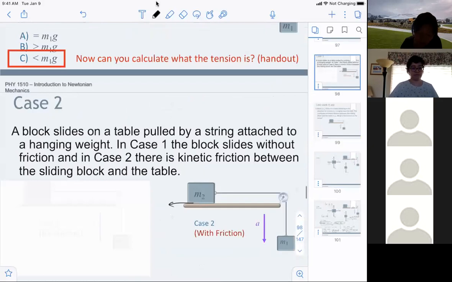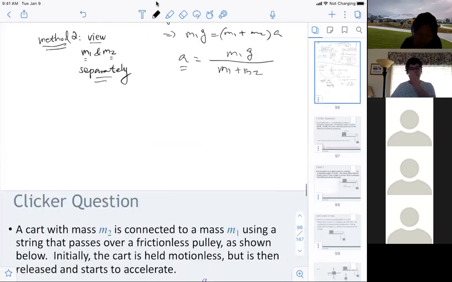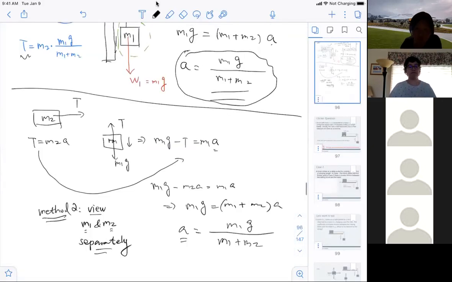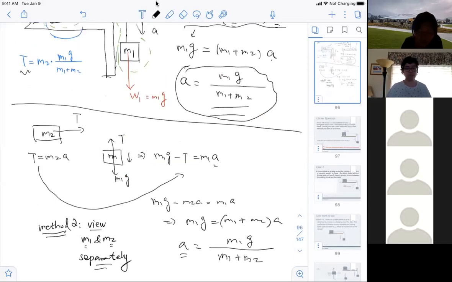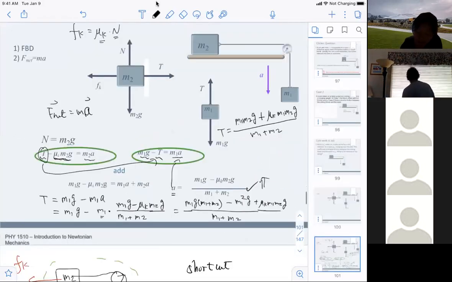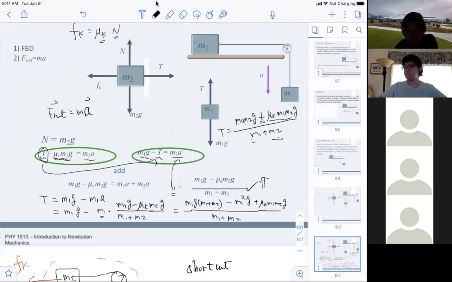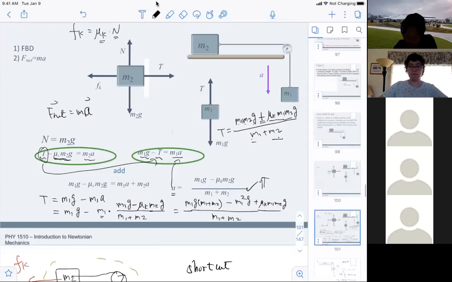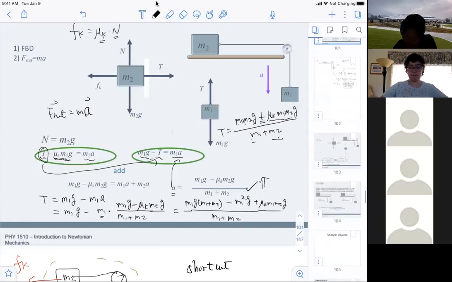All right, so do you have our tension here? So now you have everything, you could compare your tension. This tension is M1, M2G divided by the total mass. This tension is M1, M2G add in an extra something divided by the total mass. So it is clear from your result that tension in case 2 is bigger than tension in case 1.